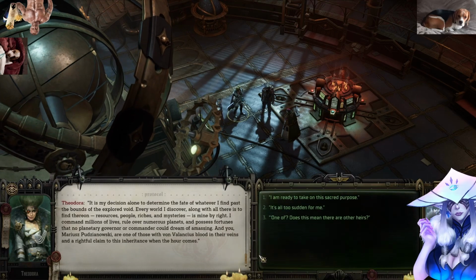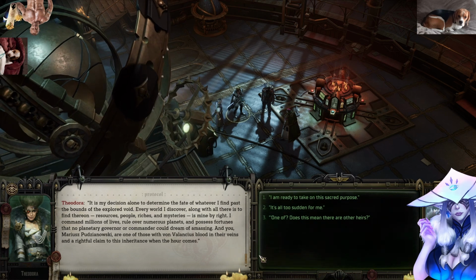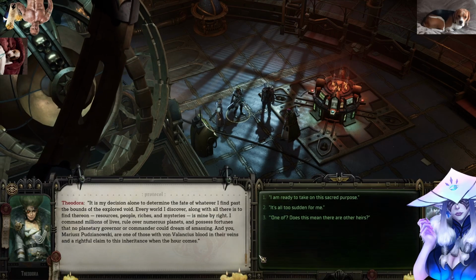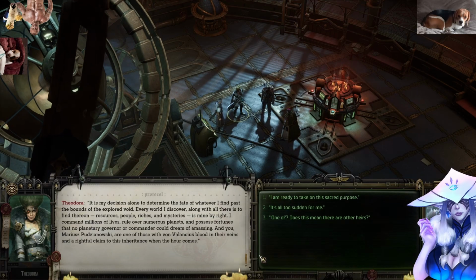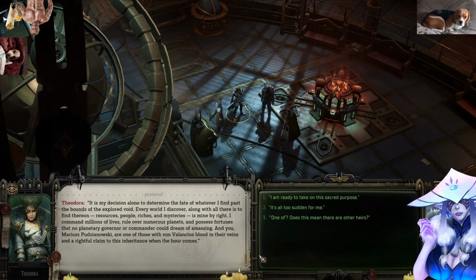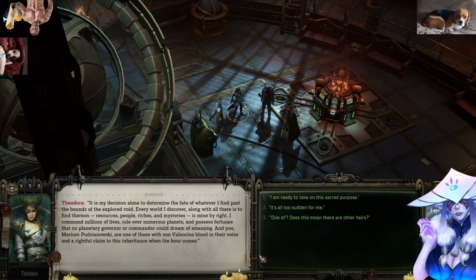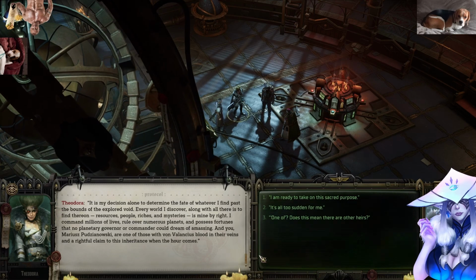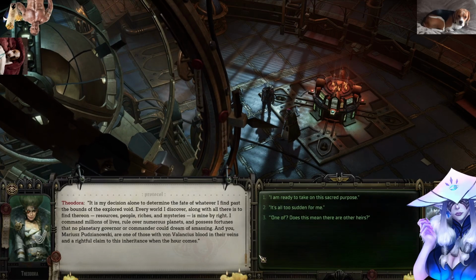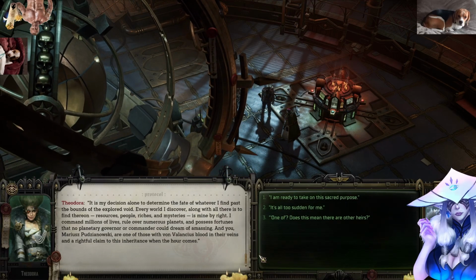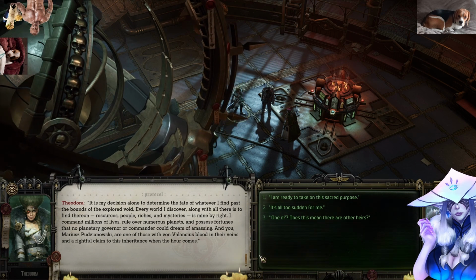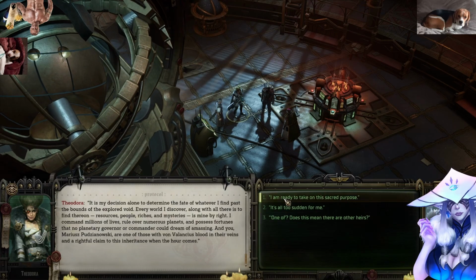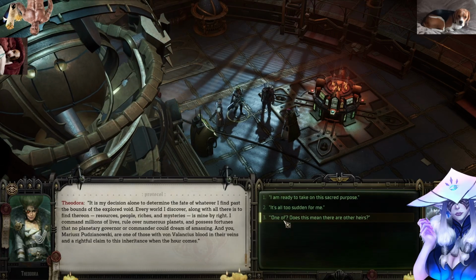It is my decision alone to determine the fate of whatever I find past the bounds of the explored void. Every world I discover, along with all there is to find thereon. Resources, people, riches, and mysteries, is mine by right. I command millions of lives, rule over numerous planets, and possess fortunes that no planetary governor or commander could dream of amassing. And you are one of those with von Valancius blood in their veins and a rightful claim to this inheritance when the hour comes. One of, does it mean there are other heirs?